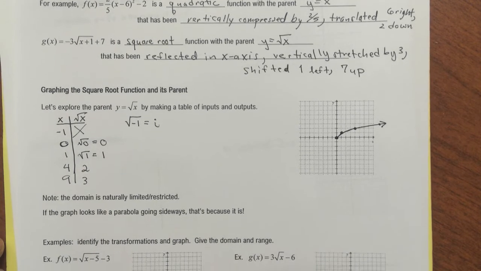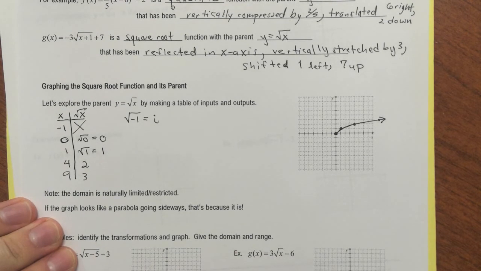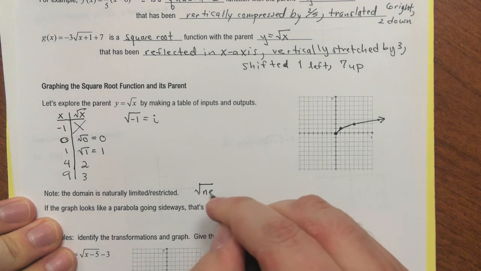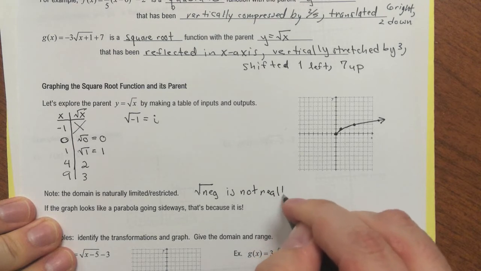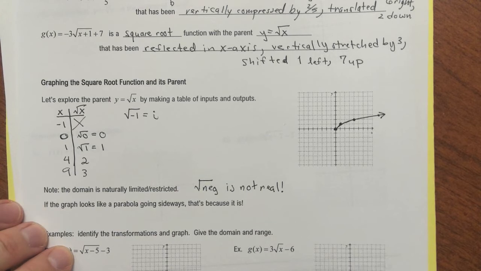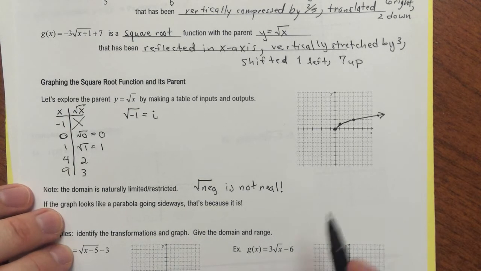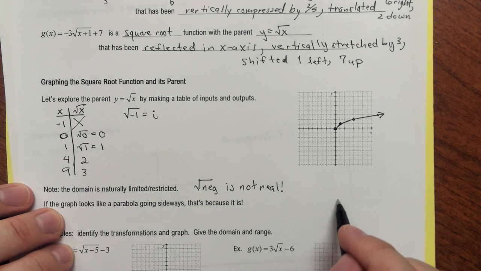Couple things to note about this function. The domain is naturally limited or restricted. Again, that's because square root of a negative is imaginary. Which we know is a problem. I can't graph that in here. If the graph looks like a parabola going sideways, well, that's because it is. Think about it. If I took a parabola and drew it sideways, I would see something that looks like this.